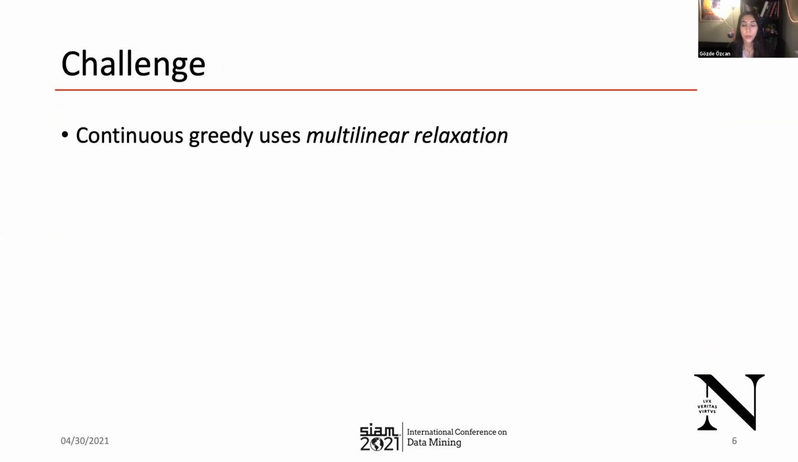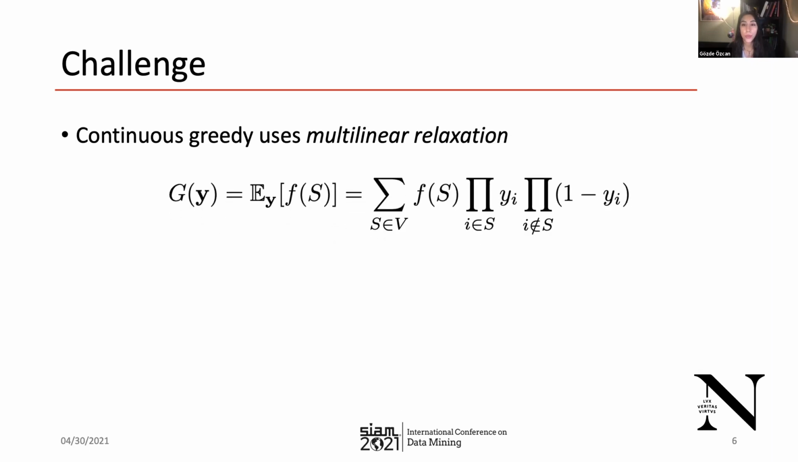Continuous greedy algorithm requires computing the multilinear relaxation of a submodular function f. Formal definition of the multilinear relaxation is as follows. Multilinear relaxation of f is the expectation of f assuming each subset S of V is randomly sampled according to an independent Bernoulli trial. In other words, for every element i in V, probability of i belongs to set S is x_i, whereby x_i is between 0 and 1.